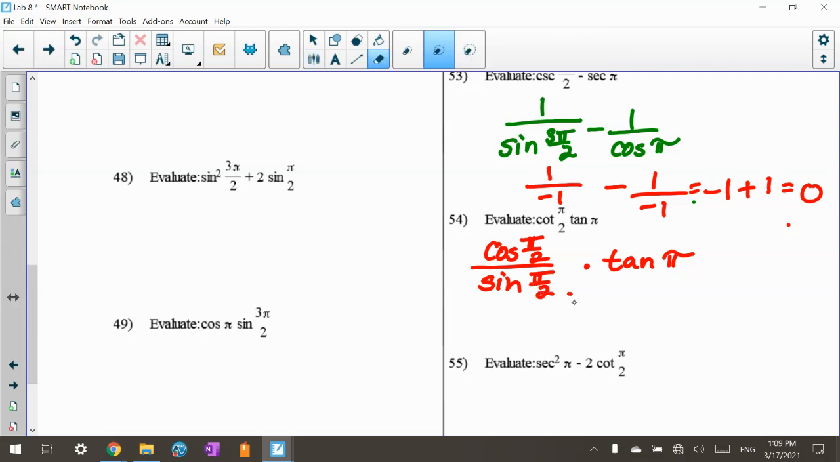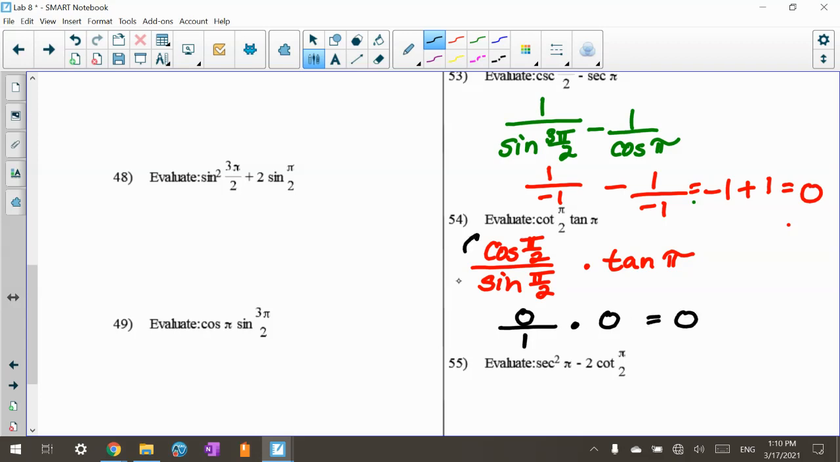And then I'm going to multiply it by the tan of pi. Maybe this will help a little bit. So when I do the cosine of pi over 2, that's 0 over the sine of pi over 2, which is 1, times the tan of pi. I know that pi is 180, and at 180 the slope is 0, so this is 0. Because 0 divided by anything is 0, I have 0 times 0, which is 0. So maybe this will help a little bit better. Or if you remember, if something is undefined and you flip it, it's 0.